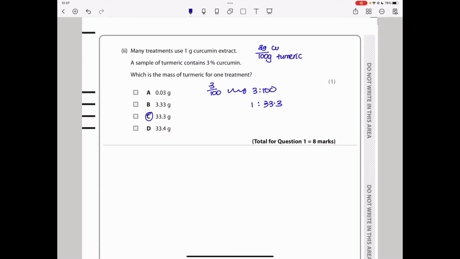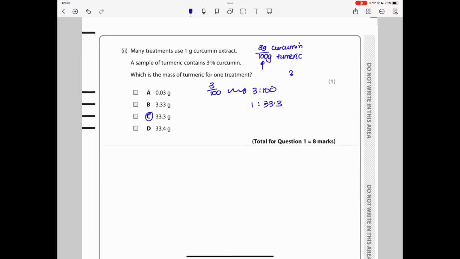This will be curcumin. It means if you need 1 gram to treat somebody, you're going to have to divide 100 by 3, creating a 33.3. So here they said which is the mass of turmeric for 1 person. For 1 person, we will need 1/3 of 100.